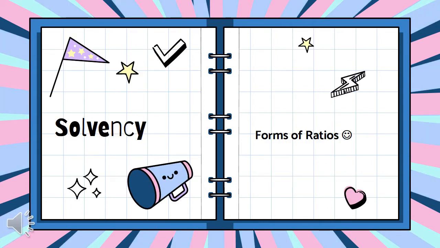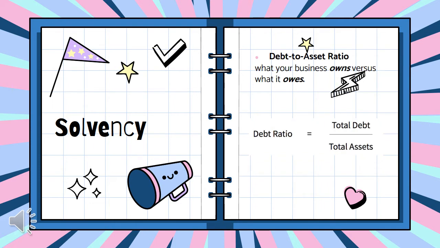So here are the forms of solvency ratios. The first one is the debt to asset ratio. Its formula is debt ratio equals total debt divided by total assets. The debt to asset ratio compares your company's assets to its liabilities. In other words, what your business owns versus what it owes. It's sometimes also known as just the debt ratio.